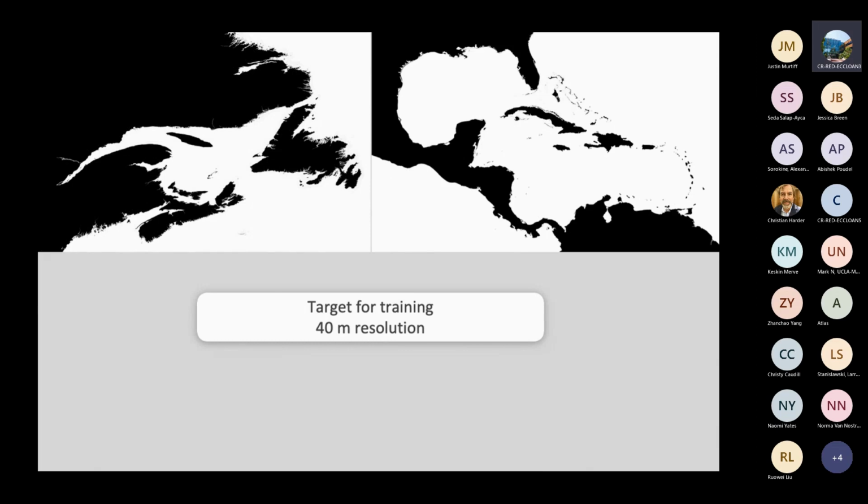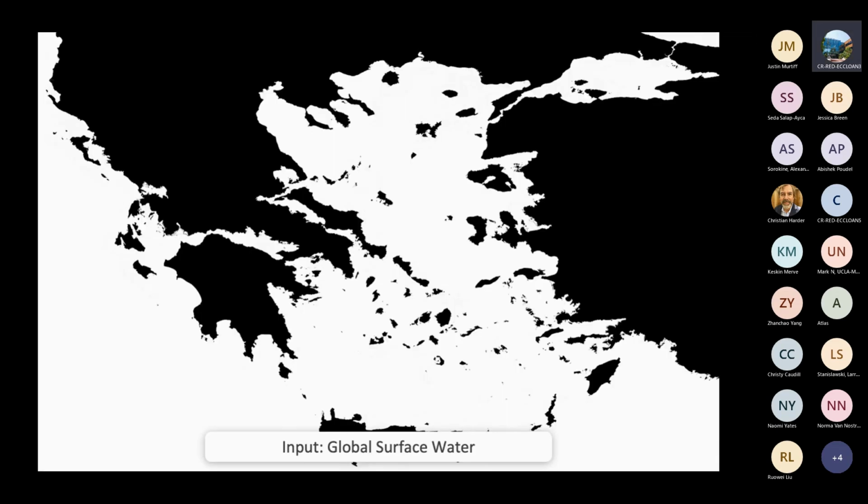So in this little exercise or example that I'm showing you here, we have been using two areas, northeast Canada and this well-known area on the top right, both at the 40-meter resolution. So we use these two areas for training our neural network. And so once the neural network is trained, we can then apply it to other areas, such as the Aegean Sea here.